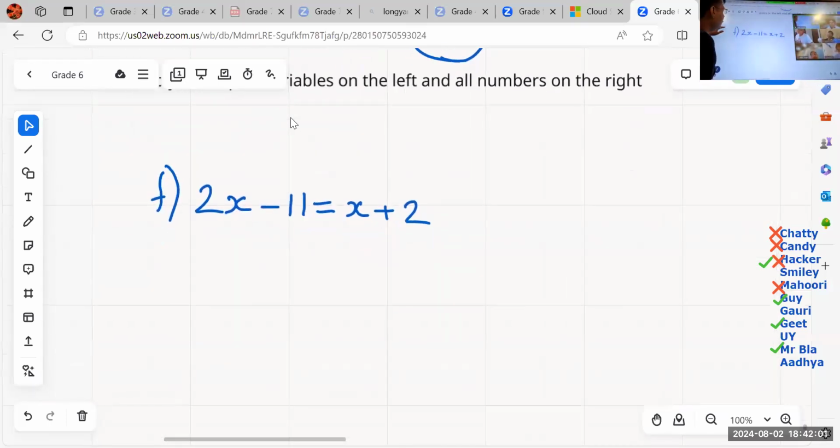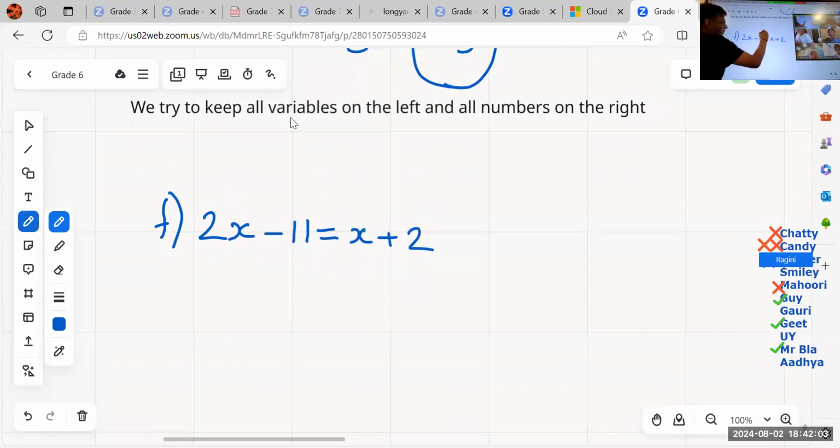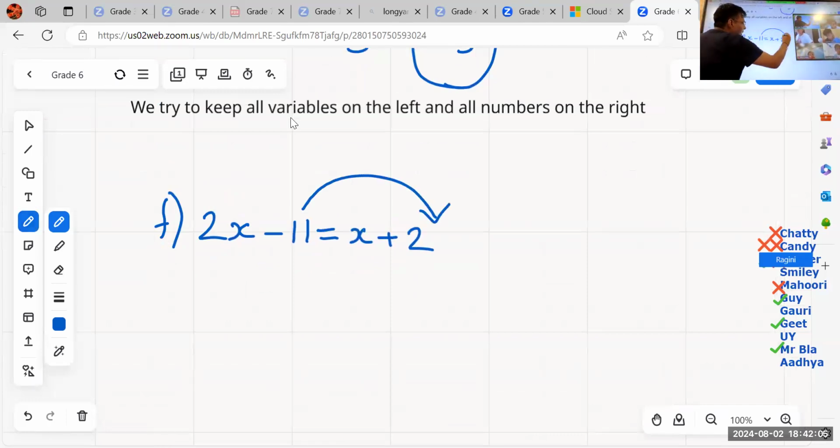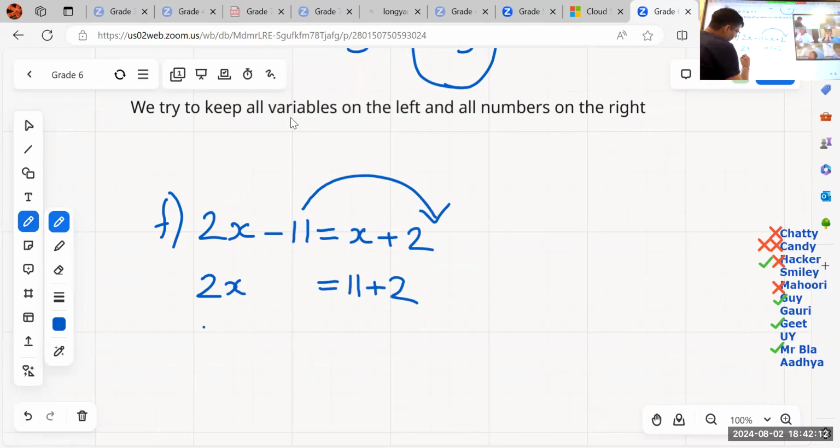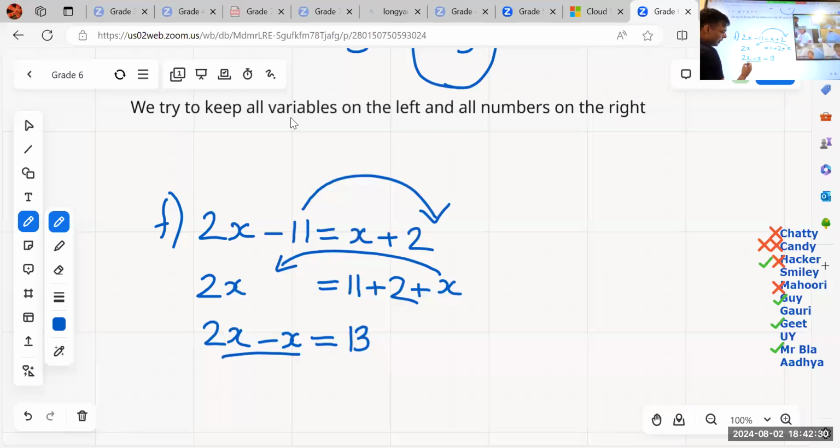So then what happens? I will just shift -11 to the right hand side. It will become 2x equal to 11 plus 2, plus x. Now this x is going to come on the left side, so it will become minus x. So 2x minus x is equal to 11 plus 2, which is 13. 2x minus x is nothing but x only. x is equal to 13.